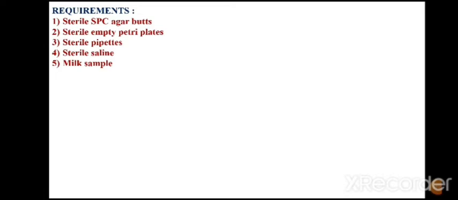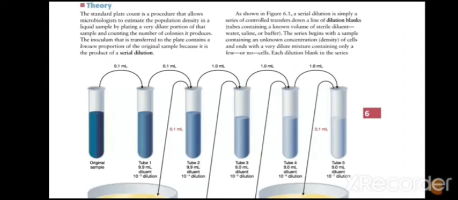Now the requirements for SPC are SPC agar, that means it may be nutrient agar supplemented with glucose. So a nutritional medium is used. It can be done by using pour plate technique or spread plate technique. Accordingly, the requirements can be made available. If it is pour plate technique, then SPC agar, sterile empty petri plates, sterile pipettes, sterile saline, and milk sample. This is the protocol for the determination of standard plate count.